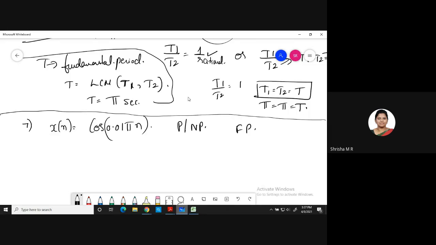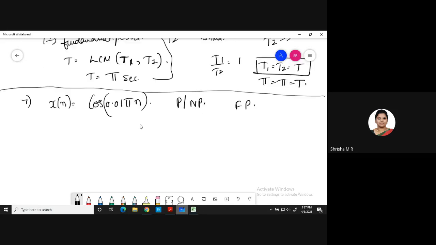Okay. So what is omega here? This is a discrete signal, not a continuous time signal. A continuous time signal will be in the form of x of t. This is a continuous time signal, and this is a discrete time signal. So what is x of n? What is your omega here? 0.01 pi. So omega we represent like this in discrete time. It is 0.01 pi. Yes or no?